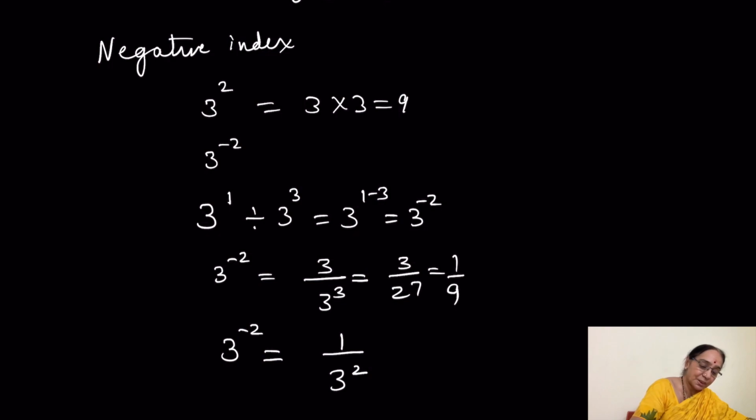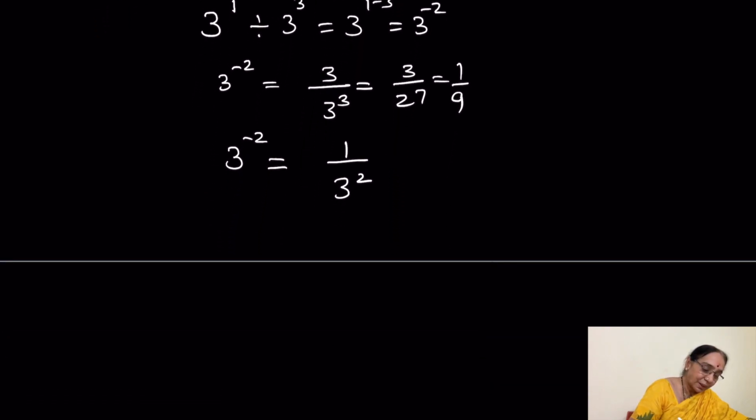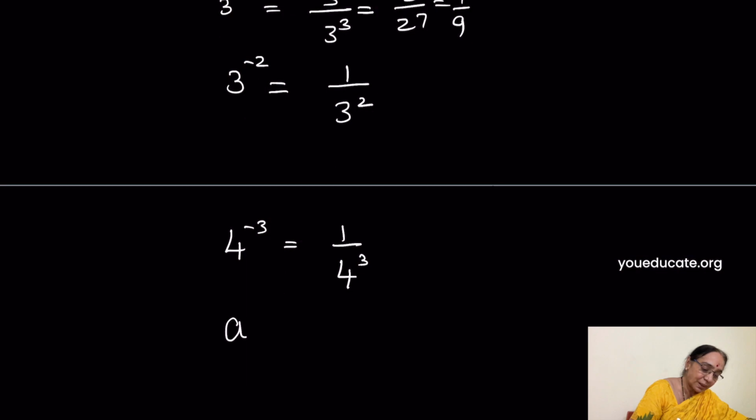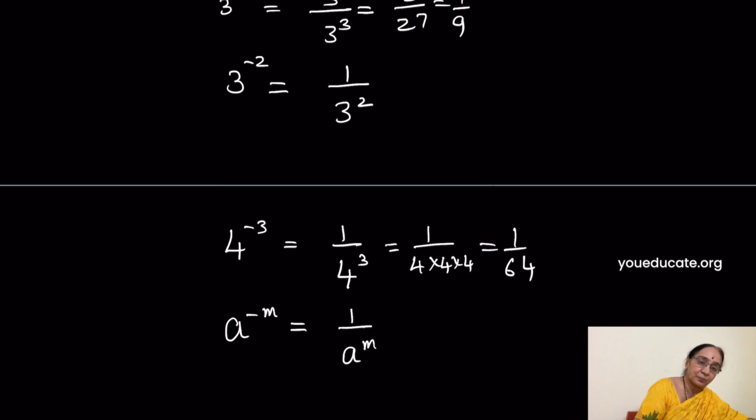So what do you notice here? When I write 4 raised to minus 3, it will be 1 by 4 cubed. So the rule now for negative index is a raised to negative m is equal to 1 by a raised to m. So once I convert the negative index to a positive index like this, then I know what to do. Here I will just do 4 times 4 times 4 in the denominator, which is 1 by 64.